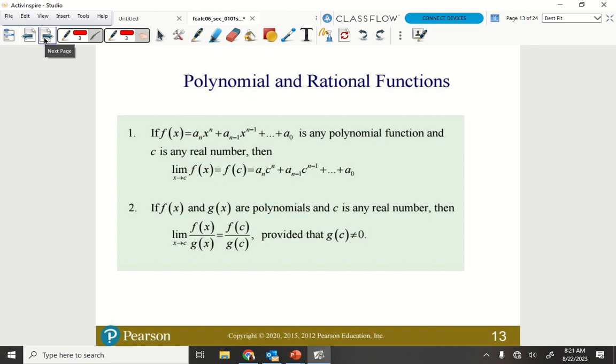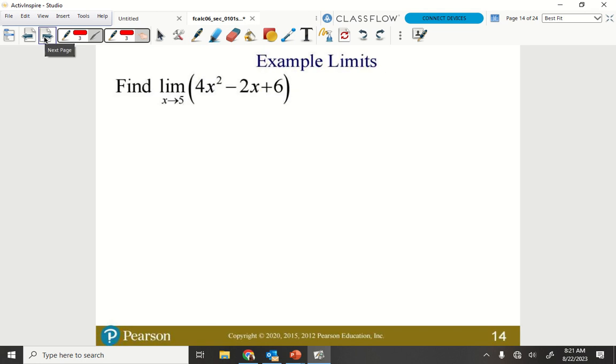Polynomials, rational functions. I'm just going to go, let's do this one. All right, here's another one, a limit. As x approaches 5, I don't have any weird things in this problem that I might have some issues with. So let's just plug it in. So this is going to give me 4 parentheses 5 squared minus 2 times 5 plus 6.